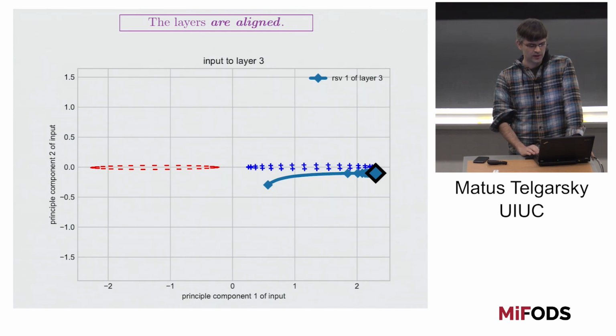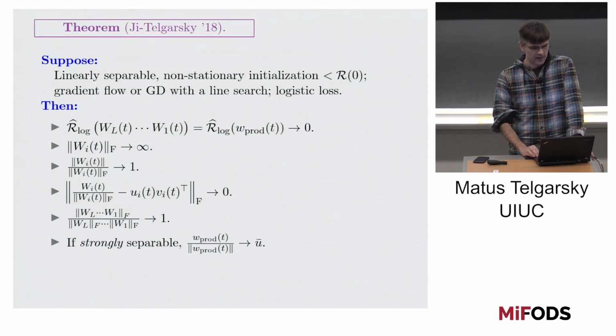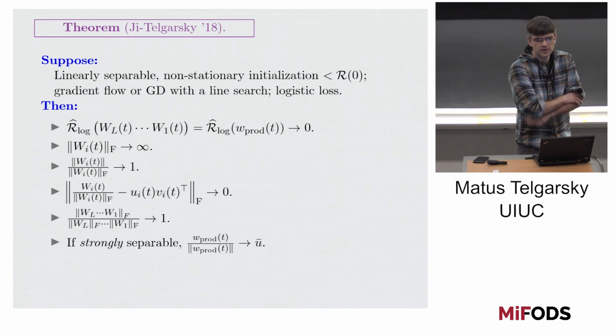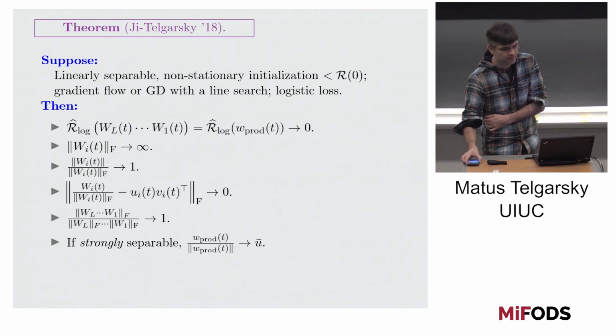So this is another way. I'm giving you essentially 3 ways to state this alignment result. The first one was that minimum Frobenius norm, that's the Frobenius min norm problem. The second one is this per layer margin maximization property. And then finally, I'll give you the real theorem. So here's the real theorem with all the assumptions stated.